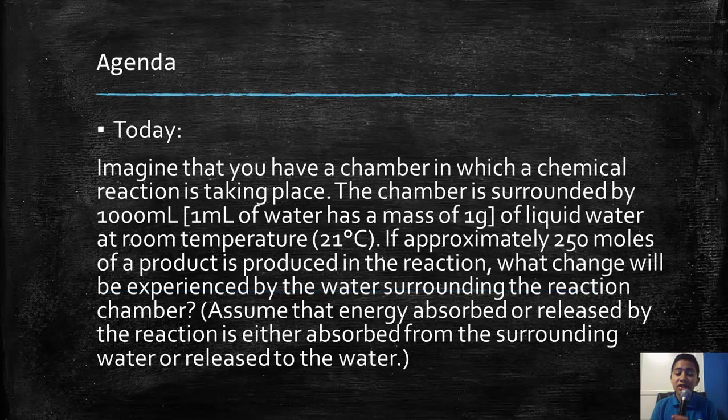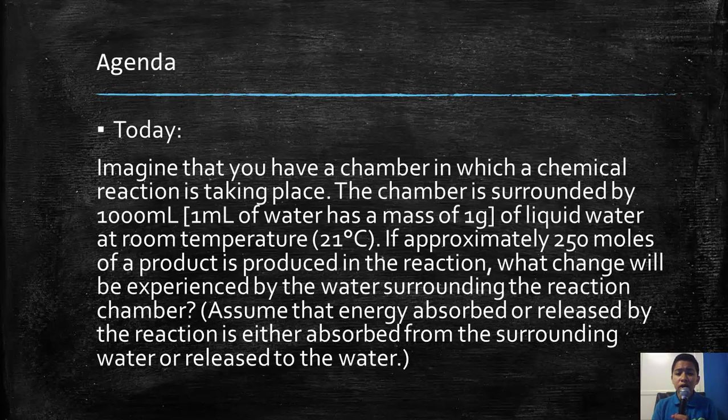Let's move on. So the agenda for today is to solve the following problem. Imagine that you have a chamber in which a chemical reaction is taking place. The chamber is surrounded by 1,000 milliliters of water, where 1 milliliter equals 1 gram, of liquid water at room temperature, which is 21 degrees Celsius. If approximately 250 moles of a product is produced in the reaction, what change will be experienced by the water surrounding the reaction chamber? Assume that energy absorbed or released by the reaction is either absorbed from the surrounding water or released to the water.